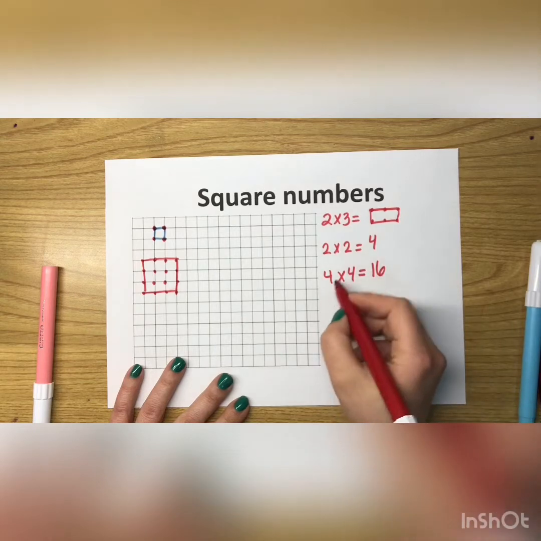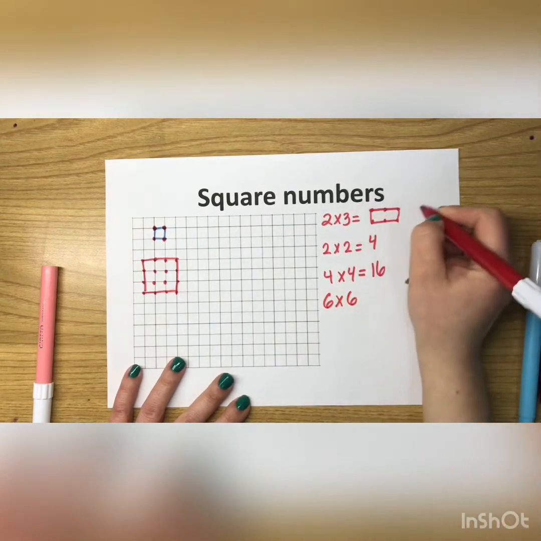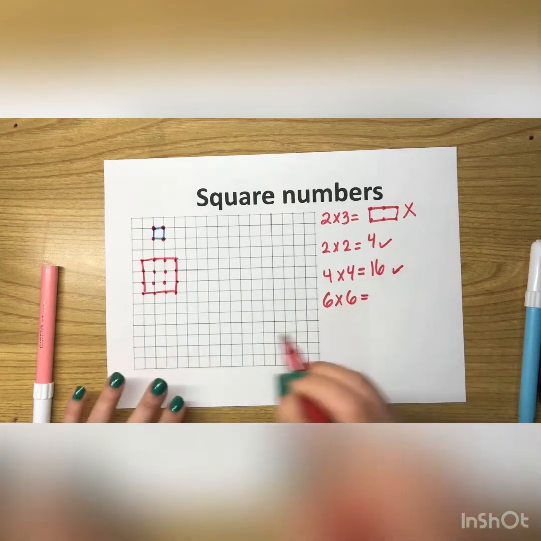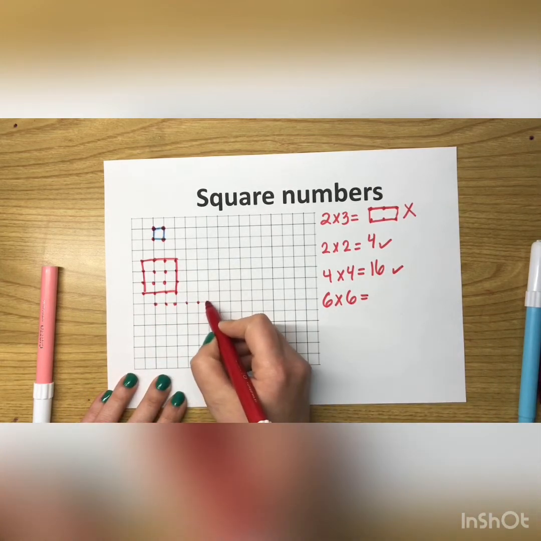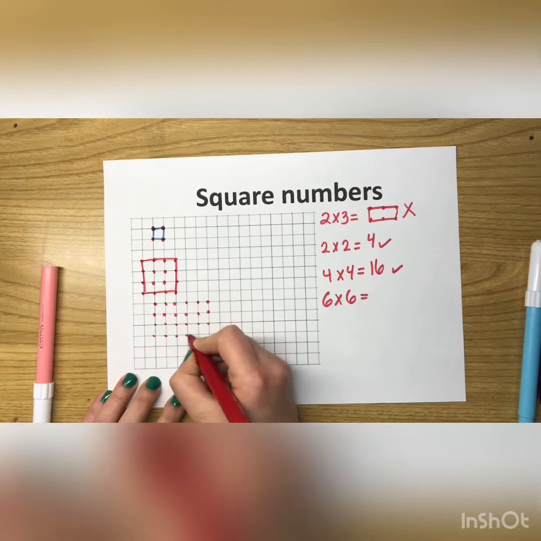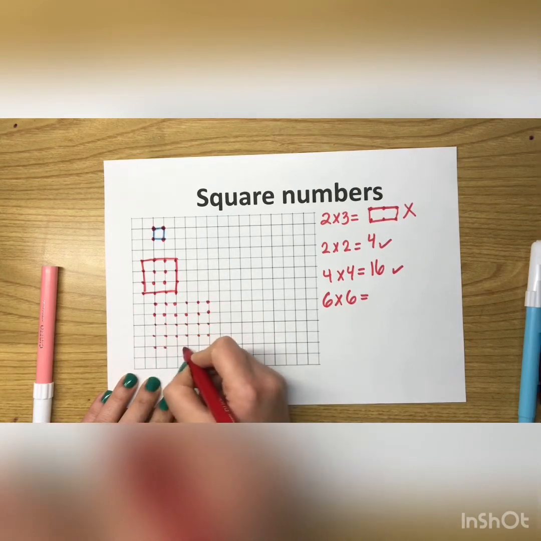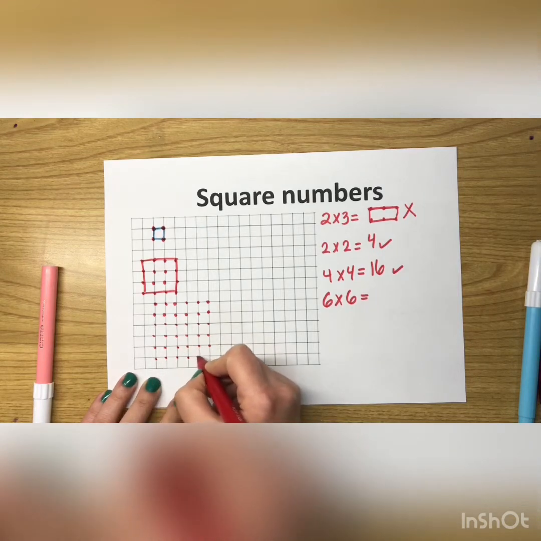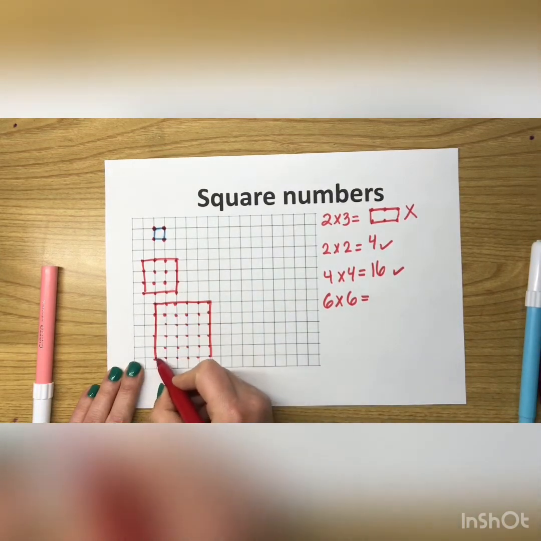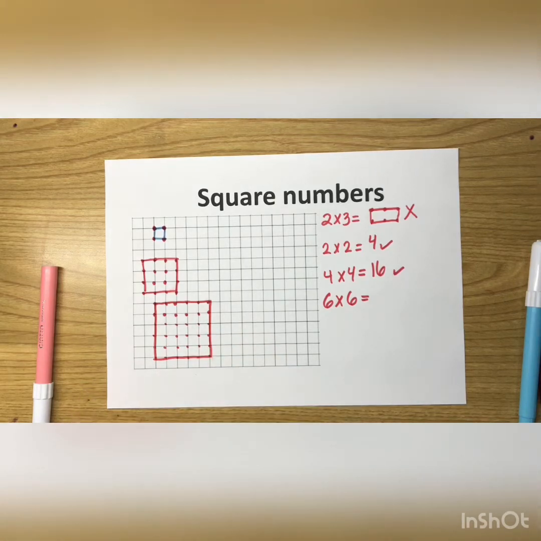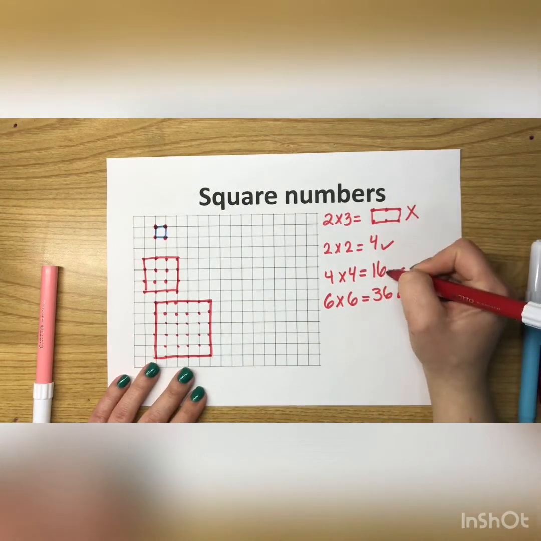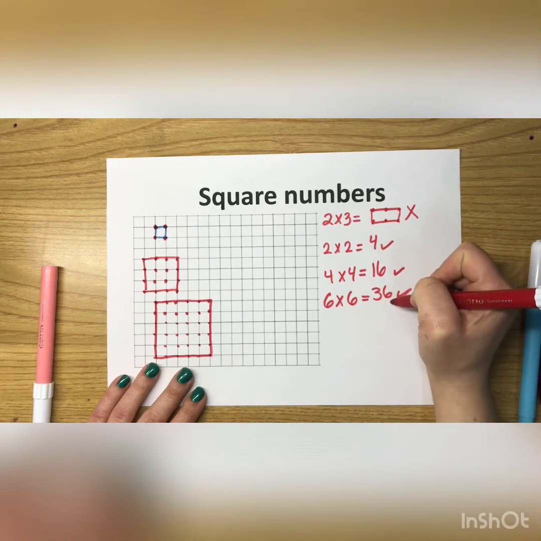Okay, let's try 6 times 6. This one is not a square number. This one gave me a square number. This one gave me a square number. What about 6 times 6? That means 1, 2, 3, 4, 5, 6, six times. You are going to notice that this is a perfect square when the distances between each dot are equal. So it's going to be 36. So 4 is a square number, 16 is a square number, 36 is a square number.